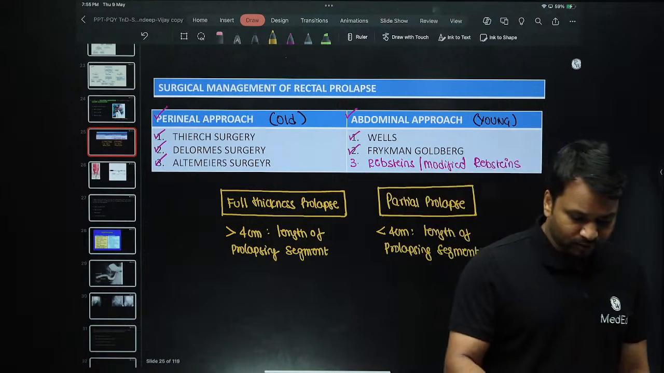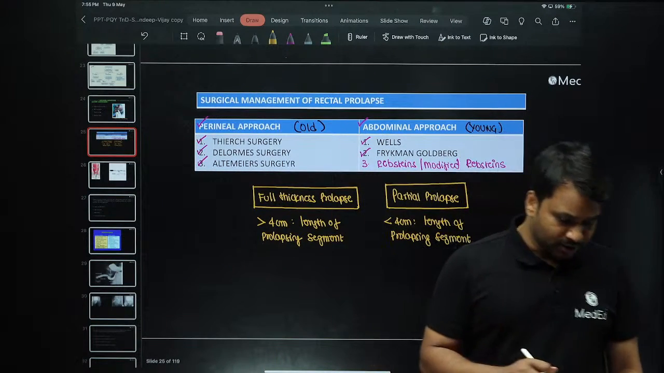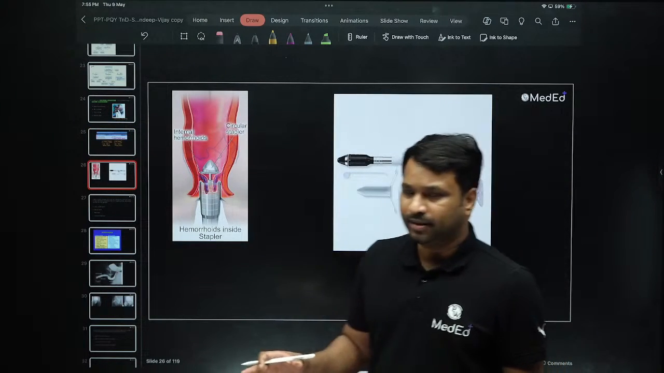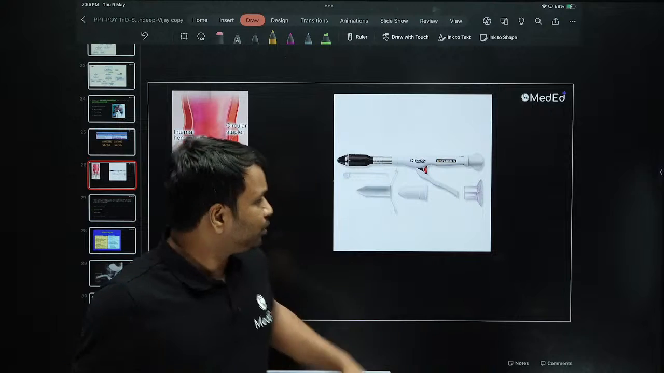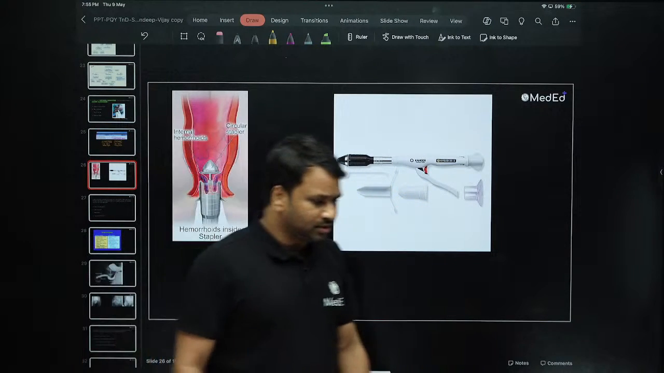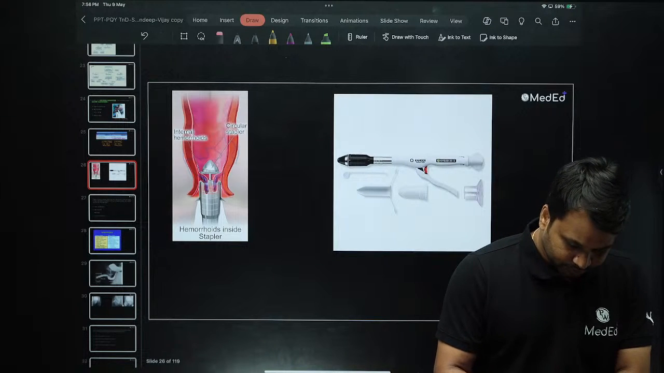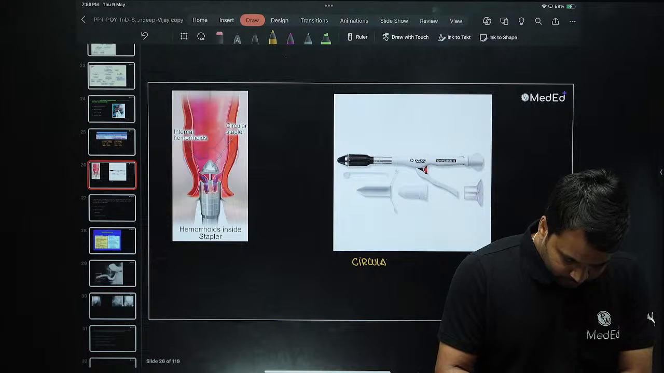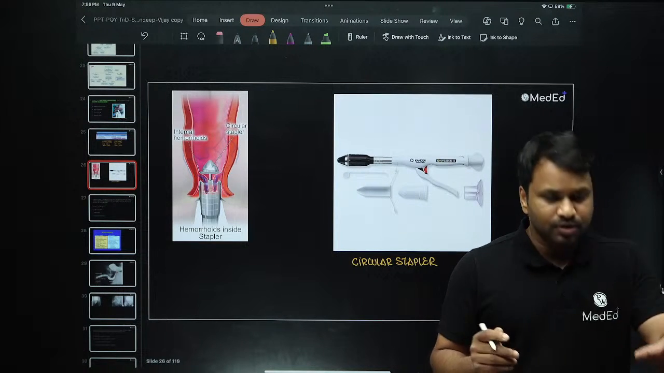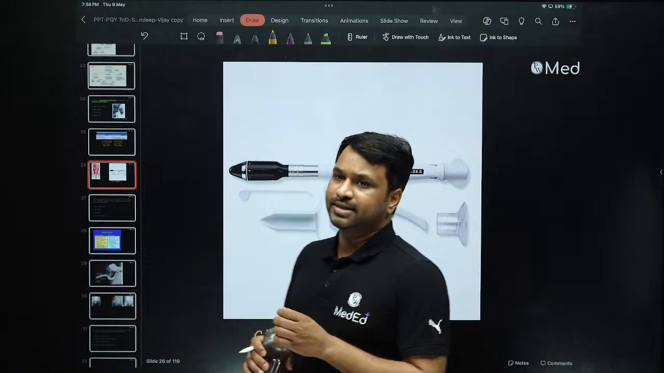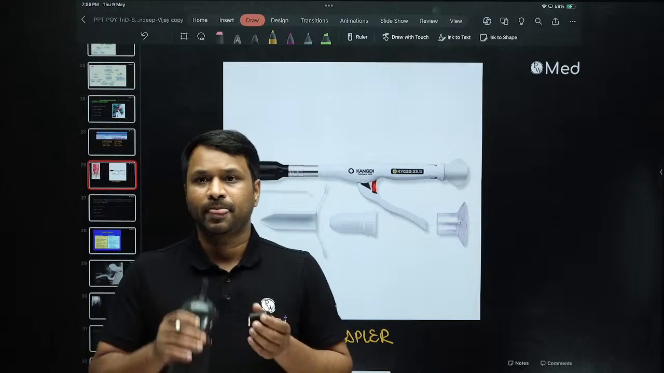That's the only thing that you have to remember, and these are the surgical options that we have. Now, how is a stapler hemorrhoidectomy done? This is the procedure. I just want you to recognize this particular image or device. This is your circular stapler device. Again, a spotter in your exam, very, very possible. Clear?